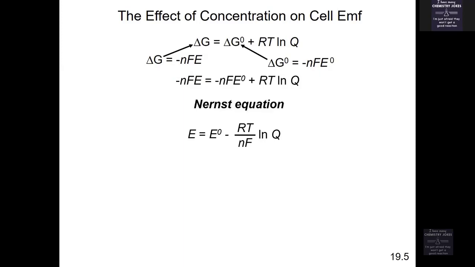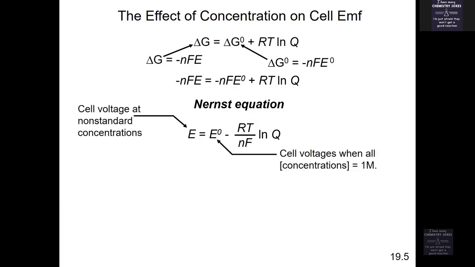This equation is called the Nernst equation. It says E non-standard is equal to E standard minus RT over NF times the ln of Q. R is our standard 8.314 joules per mole Kelvin. T is temperature in Kelvin. N is the number of electrons, remember, and F is Faraday's constant. It's a constant. Just like previously, G standard meant 1 atmosphere or 1 molar concentrations, E standard means 1 molar concentrations, 1 atmosphere as well.